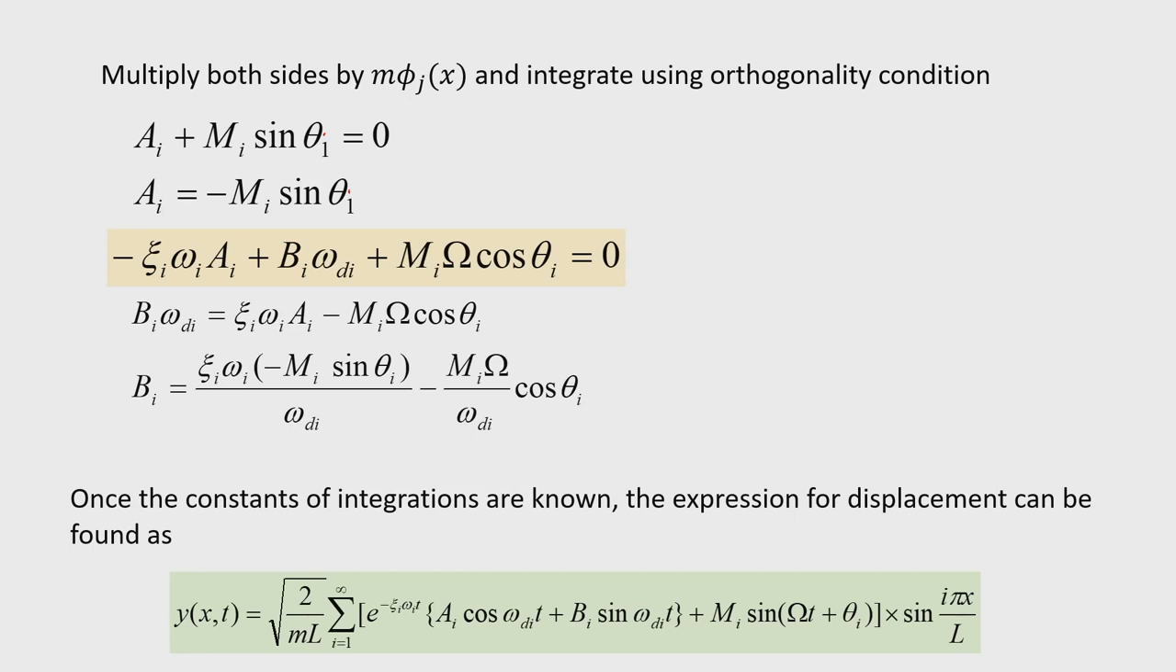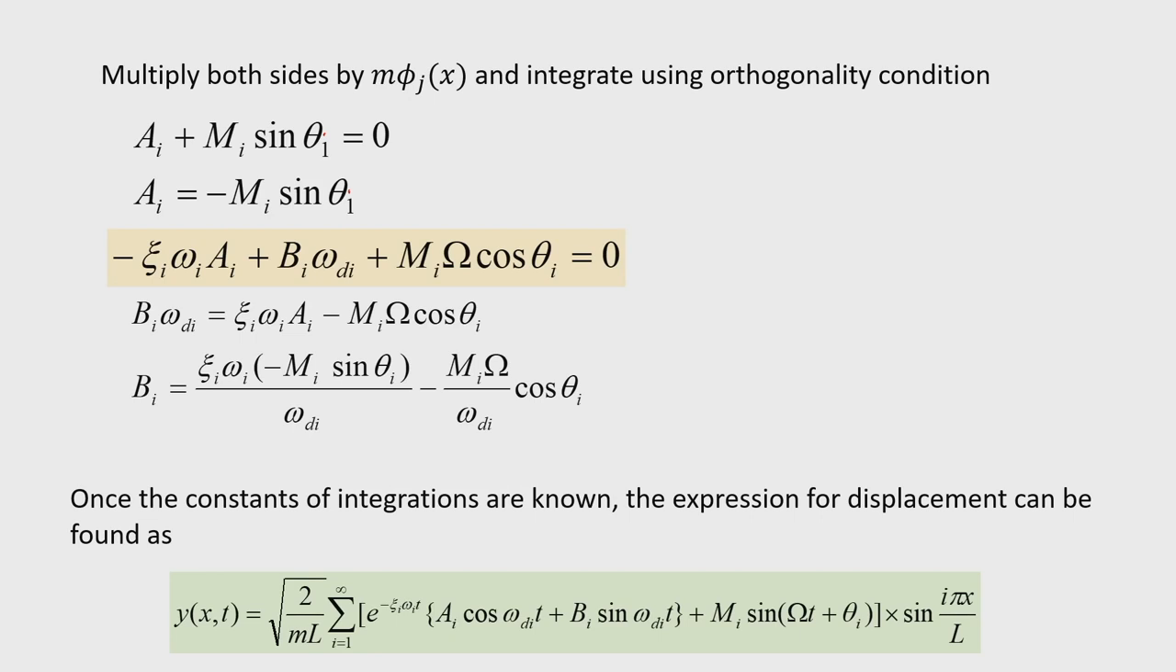So y x t equal to root 2 by m l, this is because of the mass normalized mode shape, summation I is equal to 1 to infinity bracket e to the power minus j I omega I t into a I cos omega d I t plus b I sin omega d I t bracket closed, plus this steady state part M I into sin capital omega t plus theta I, that is the time function, into sin I pi x by l.